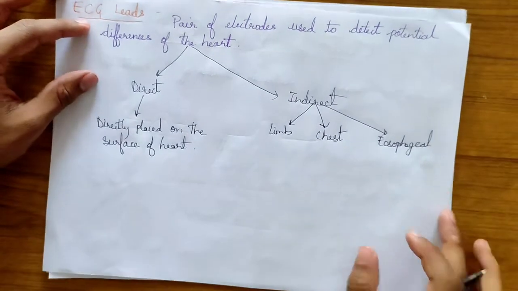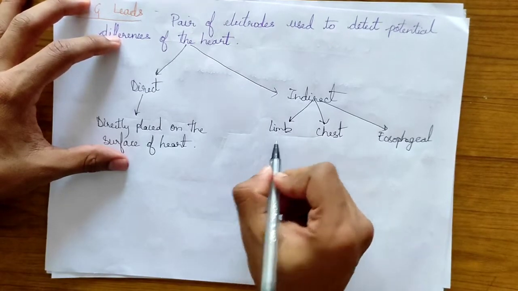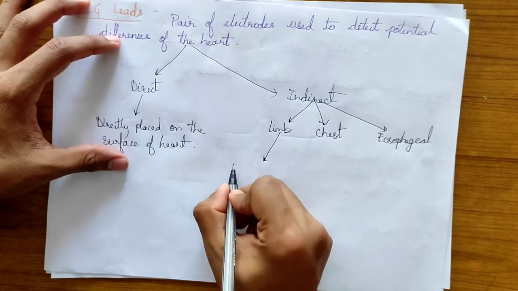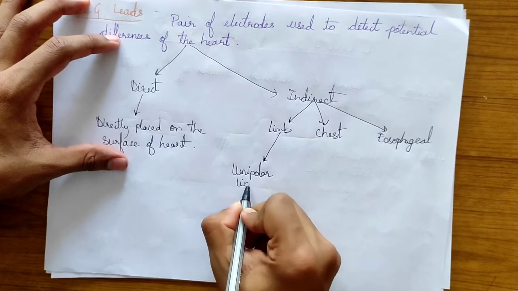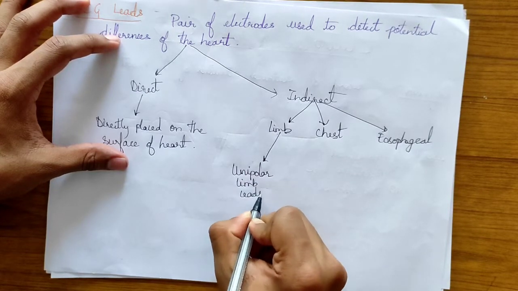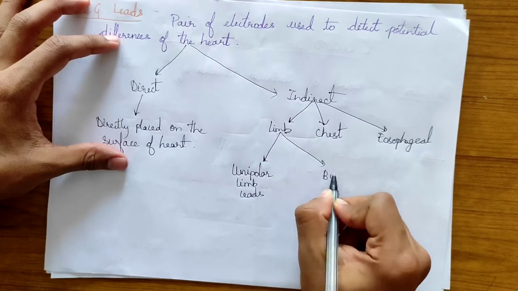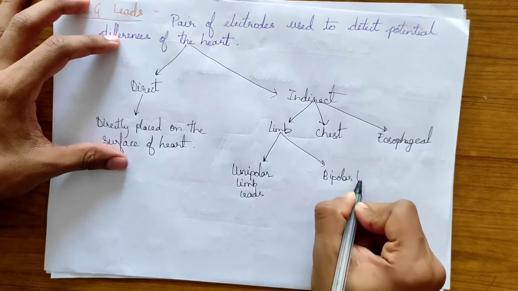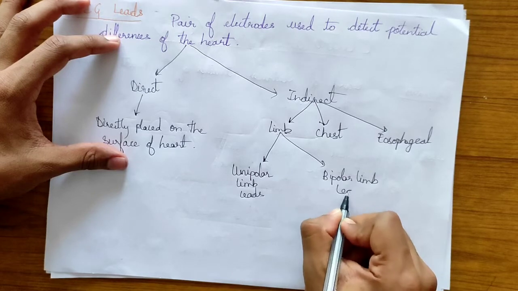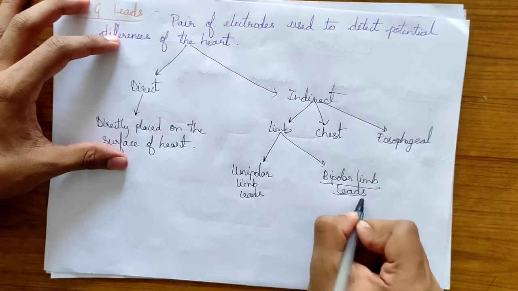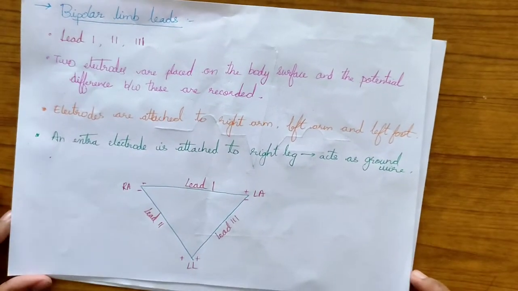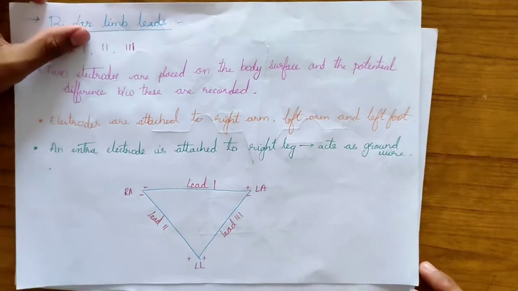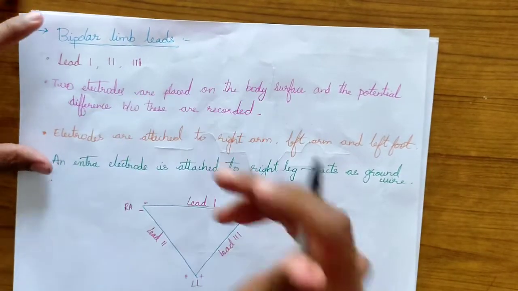So from the exam point of view, we will be talking about the limb leads. These limb leads can again be divided into unipolar limb leads and bipolar limb leads. So this bipolar limb leads is important from the exam point of view. So we will talk about this bipolar limb leads now. So these bipolar limb leads, they are lead 1, lead 2 and lead 3.